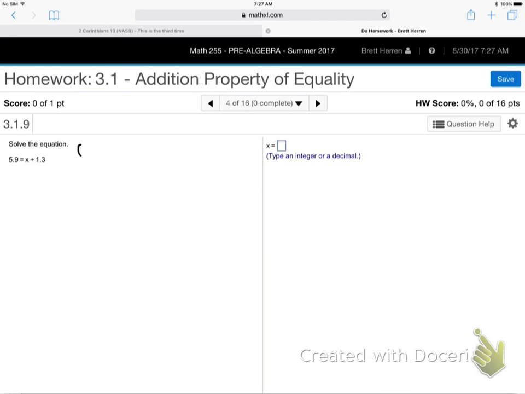All right, so 5.9 is x plus 1.3. There's the wall. Okay, now, does it matter that x is on the right side? Not at all. X is still saying what he's always saying. I want to be alone. Get rid of whatever's next to me.